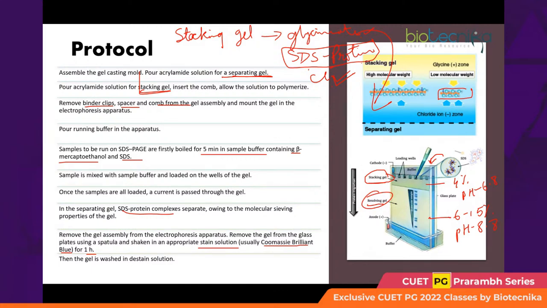Then we have to take out this gel and de-stain it, so that anywhere other than the positions of the protein where the Coomassie Brilliant Blue is giving a color, that portion is washed. The gel is put in a de-staining solution, which removes the unbound background dye, leaving the stained protein visible as blue bands on a clear background. As I told you, the separating gel will have a different concentration, around 5 to 15% polyacrylamide, with a pH of 8.8.